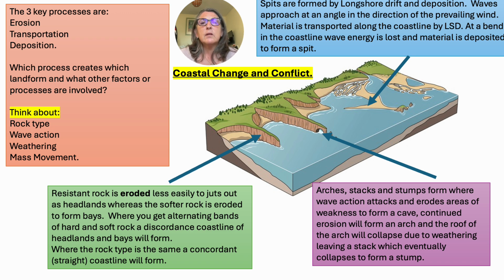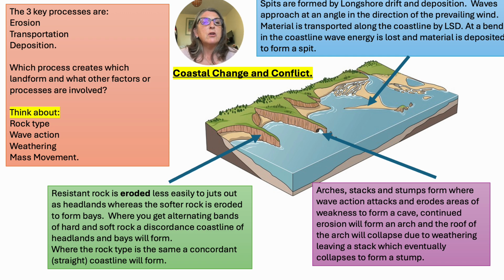The most important landform of deposition apart from beaches will be a spit. These will form as a result of transportation in the form of longshore drift and deposition. So as waves approach the coastline at an angle, they will transport material along the beach. This is called longshore drift. And at a bend in the coastline, the energy will be lost and the waves will deposit the material, building up a long strip of sand or shingle, which is called a spit. So that would be a landform of transportation and deposition.